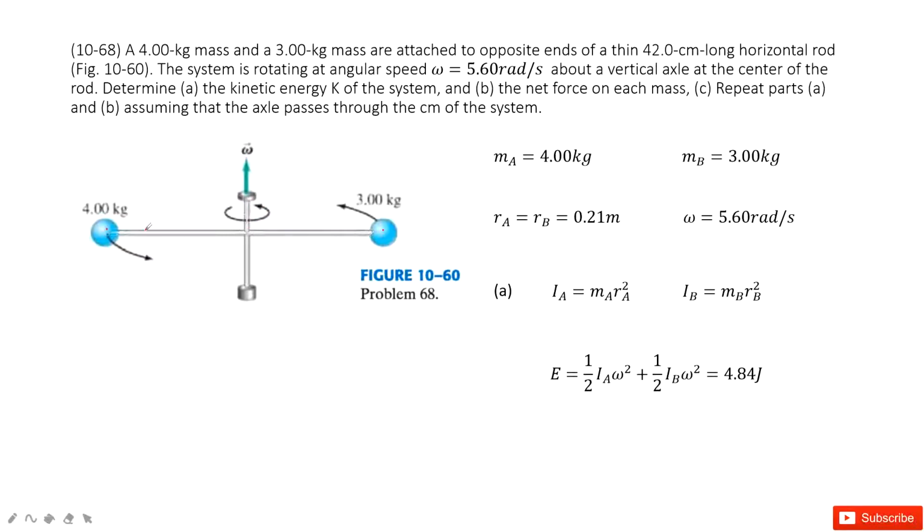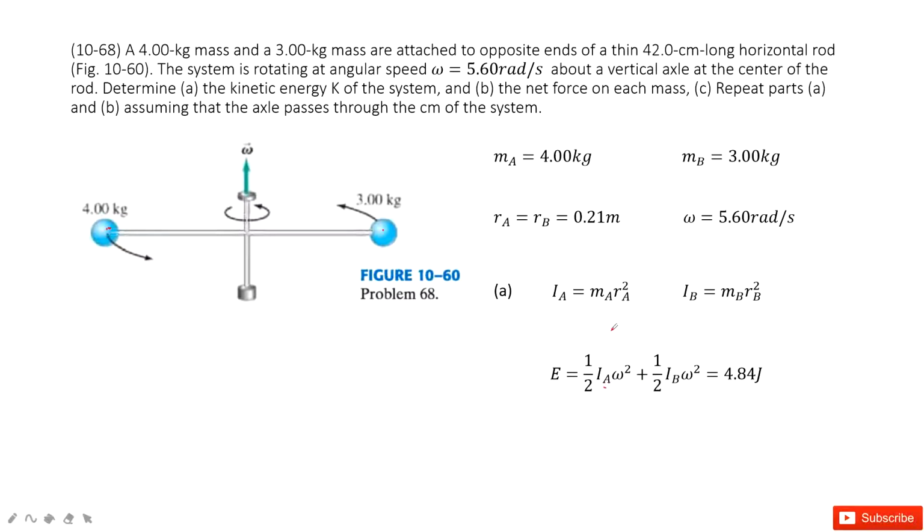And the distance from the mass A to the center and the mass B to the center is equal, just half of this length. The first one we need to find is the kinetic energy for this system. That is easy. Kinetic energy just comes from the rotational motion for A and B, right? So we have 1/2 IA omega squared, 1/2 IB omega squared.